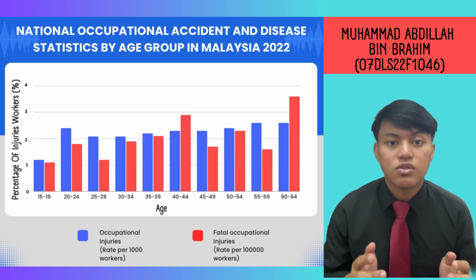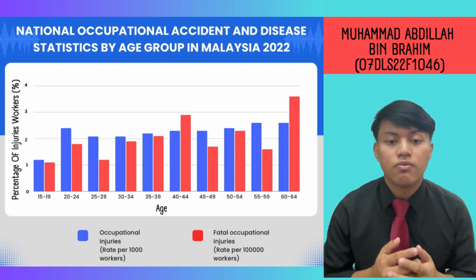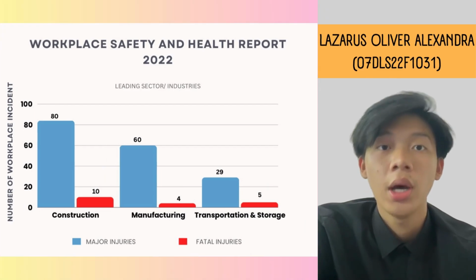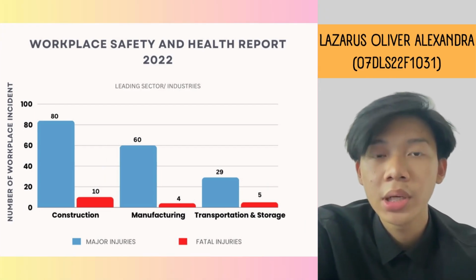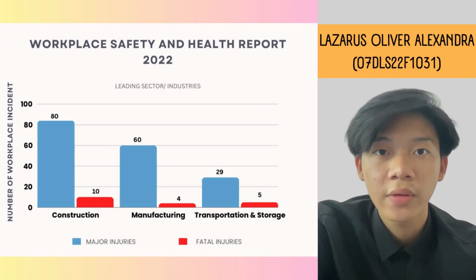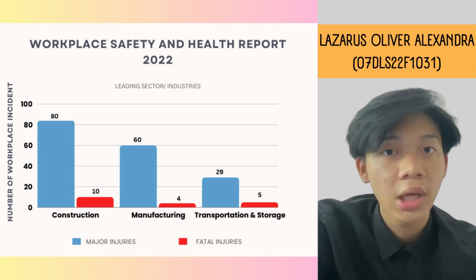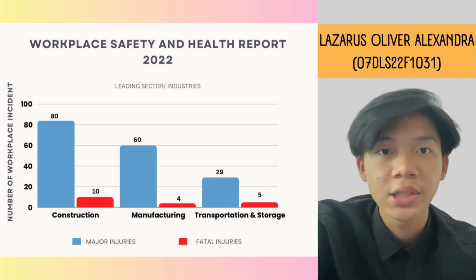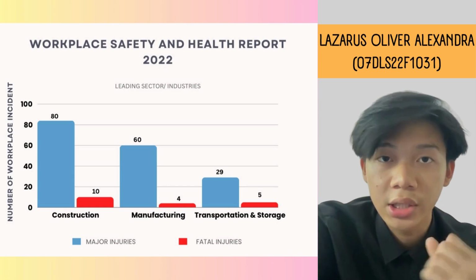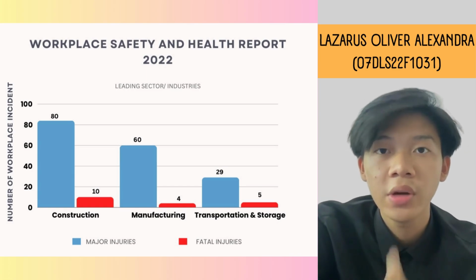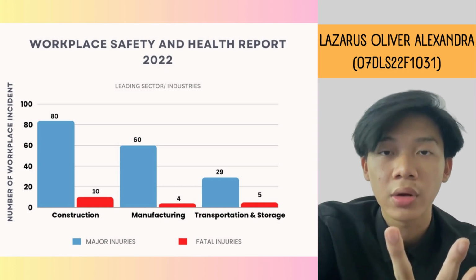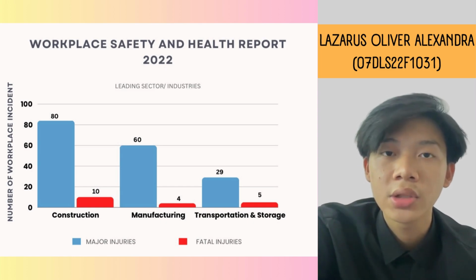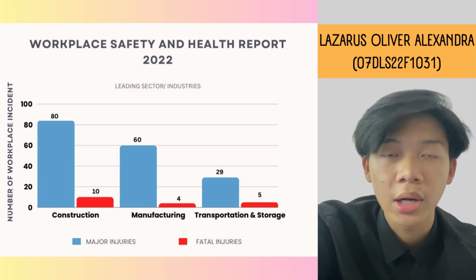Okay, next I will pass the presentation to Lazarus Oliver. I am Lazarus Oliver. My matrix number is 07DLS22F1031. So I will be presenting the workplace safety and health report for the year 2022. This report focuses on the number of major injuries and fatal injuries across 3 key industries, which are construction, manufacturing, and transportation and storage. Let's take a closer look at the data presented in the bar graph.